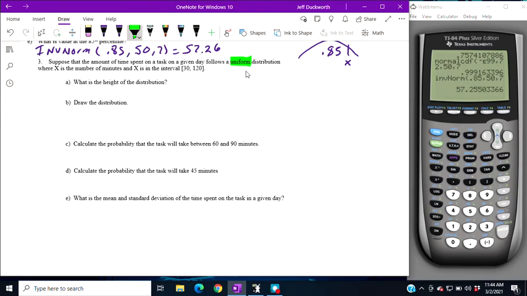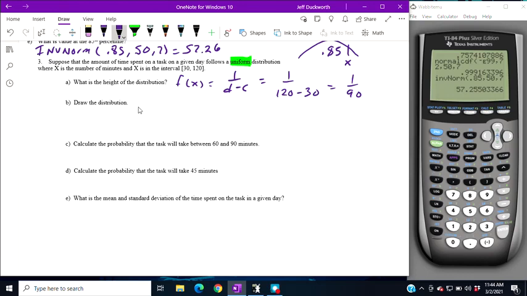We're going to use what we learned about the uniform distribution for this. So the heights, well, the height is just sort of f of x, and that's 1 over d minus c, which is 1 over our d is 120, our c is 30, so that's 1 over 90. And you can calculate the decimal for that if you want, that's fine.